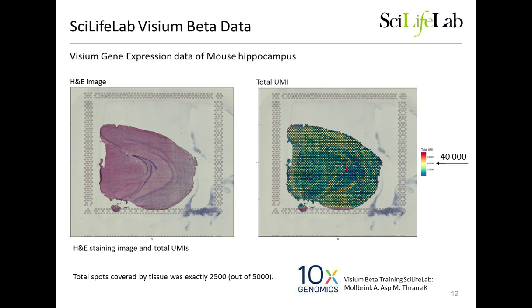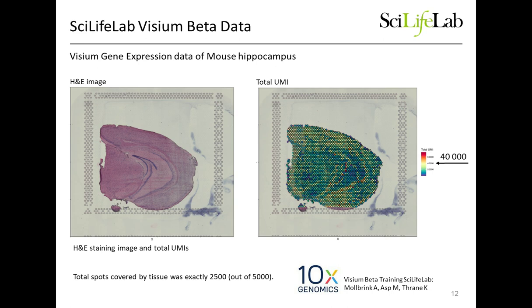For the beta program, Dr. Anneli Mollbrink and I prepared Visium gene expression libraries from mouse brain. We then sent the sequencing data to 10x for analysis with a pre-launch of their pipeline. Here are some preliminary results that I will go through very briefly to give some examples of what you can do with the data.